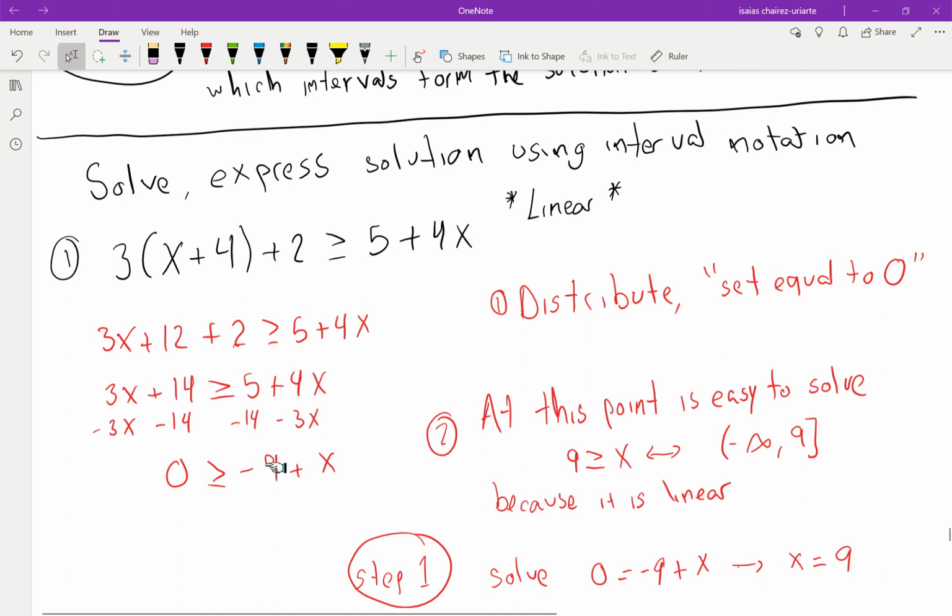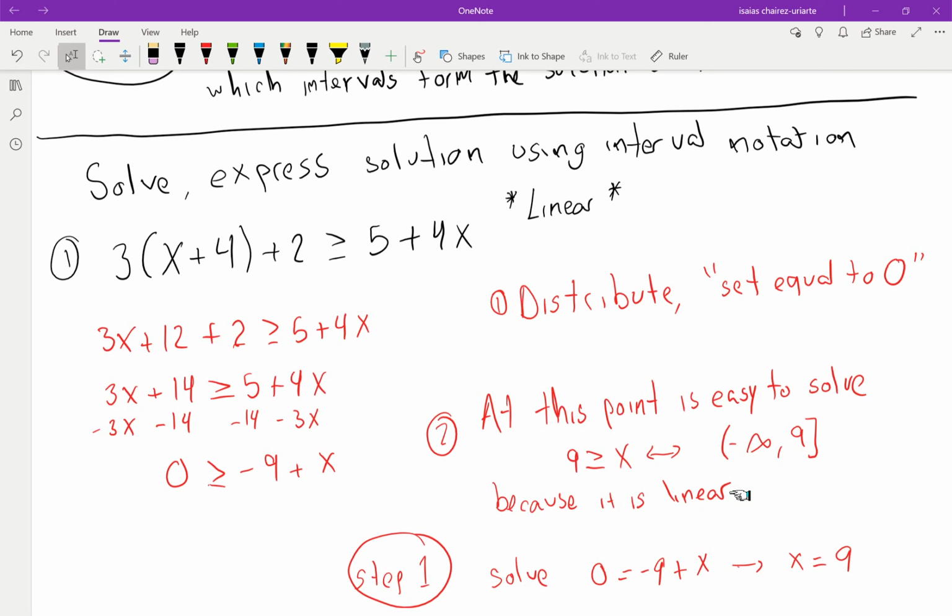I could just add a 9 to both sides, and then this inequality would just say 9 is bigger than or equal to x. And the interval notation for that is, well, negative infinity to 9, including 9. This is easy to solve right now because we're dealing with a linear inequality. In a second, we'll deal with other types of inequalities and things will be a little bit more difficult.